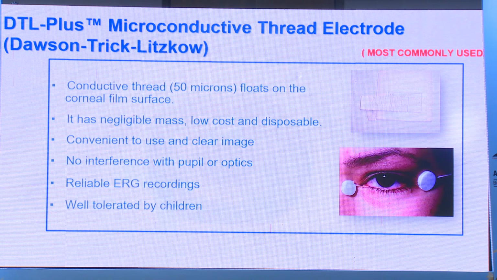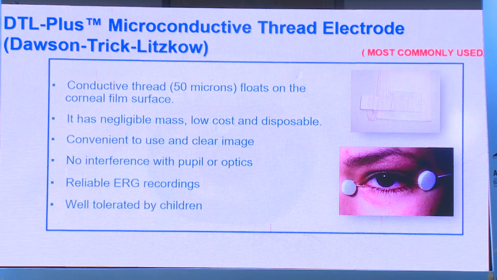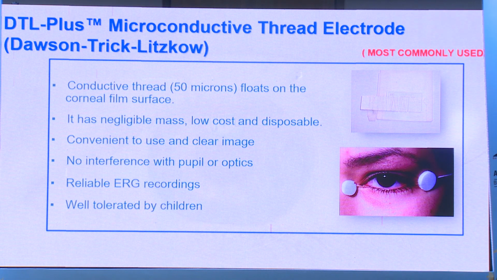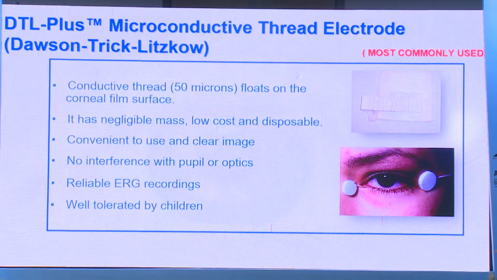Then the DTL Plus are microconductive thread electrodes. These are the most commonly used electrodes. They are conductive threads of 50 microns and float on the corneal tear film surface. It has a negligible mass, low cost, and is disposable. It's convenient to use and gives a very clear image. No interference with pupil or optics, as we can see in the picture. It gives a very reliable ERG reading, and they are well tolerated by children.